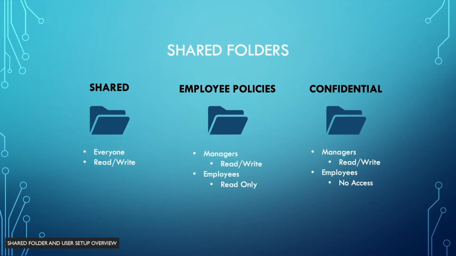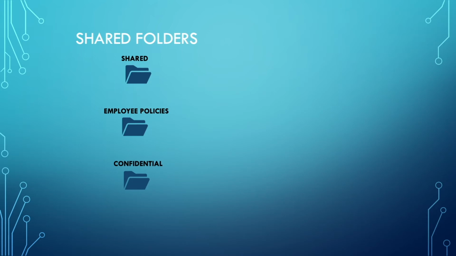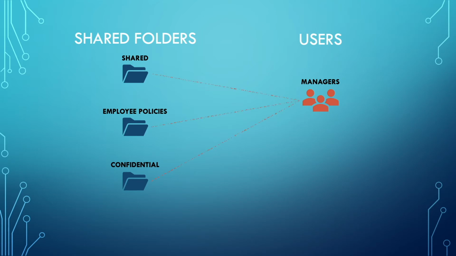Continuing where we left off in the last video, we have the three shared folders in place, and we're now ready to create users and assign the users permissions to those folders. In our example network, we'll have two sets of users. The first are managers, who will have read-write access to all three of the shared folders that we've set up. The second set of users are employees, who will have more refined and restricted access to the various shared folders.